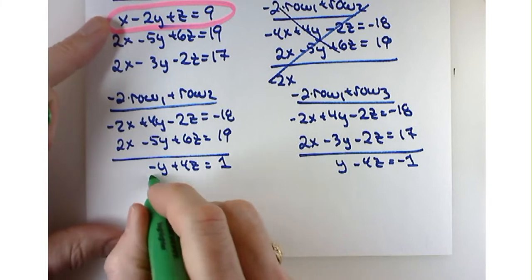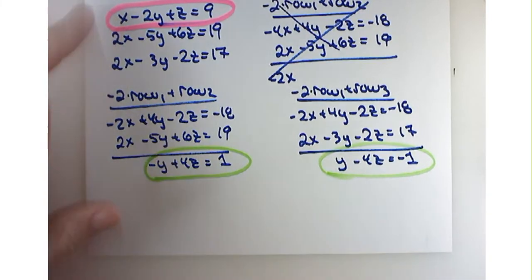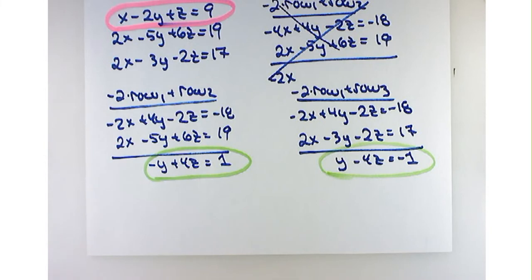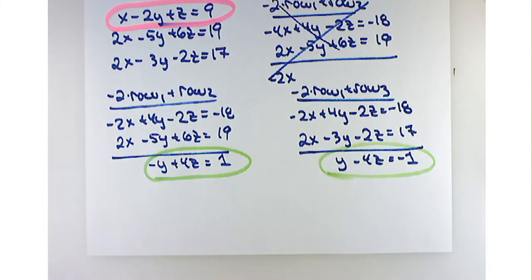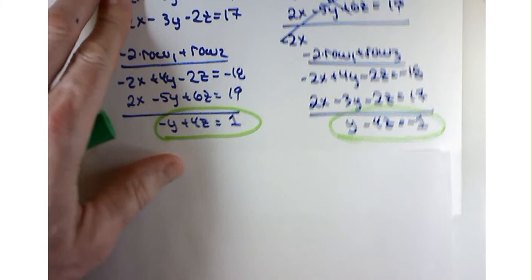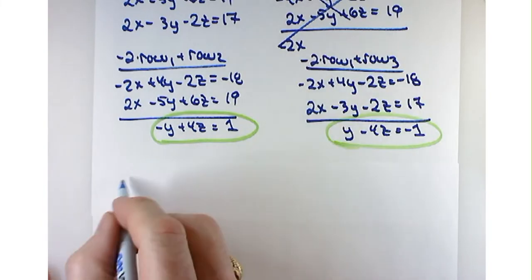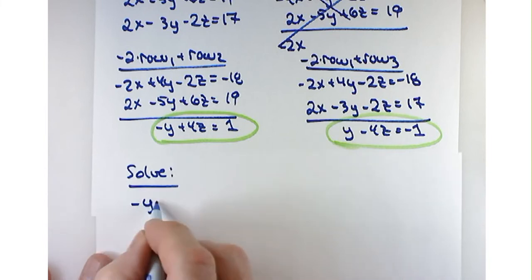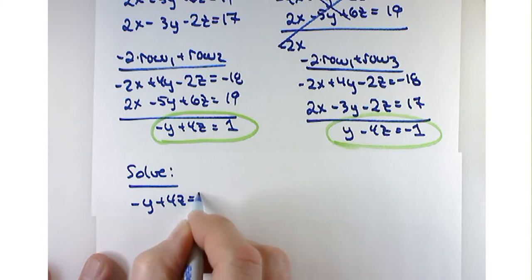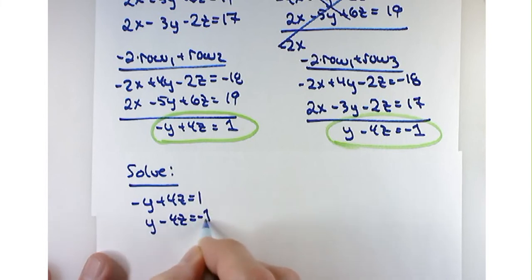So here and here, those 2 equations. Let's look at those two equations together. That's my 2x2 system that I need to finish solving. And I could solve this any way I want. Solve negative y plus 4z equals 1, and y minus 4z equals negative 1.